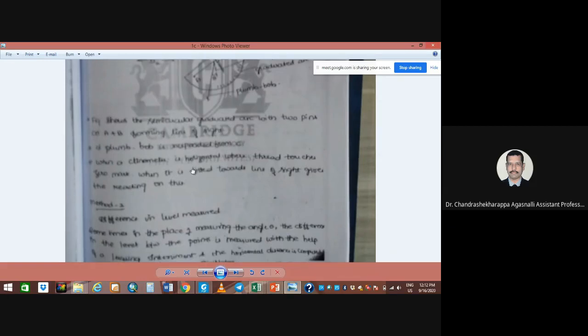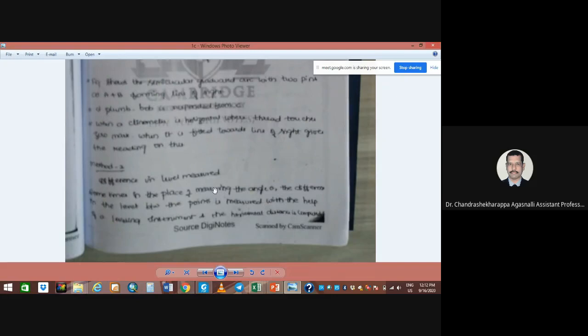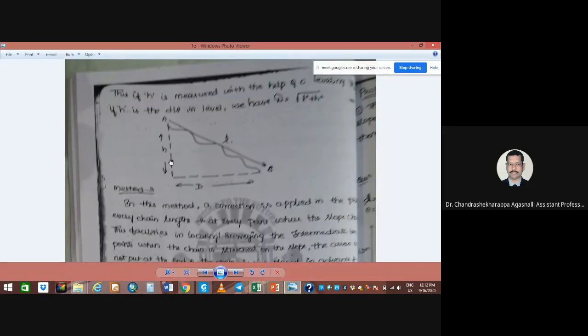In the second method, the difference in elevation is measured. Sometimes, in place of measuring the angle theta, the difference in level between the two points is measured with the help of a leveling instrument, and the distance can be computed. What is the elevation here, and what is the elevation here? If you take the difference, this is the height h, and you get the horizontal distance. With the slope distance, D is equal to the square root of L square minus h square, where L is the slope distance and h is the height difference between these two.